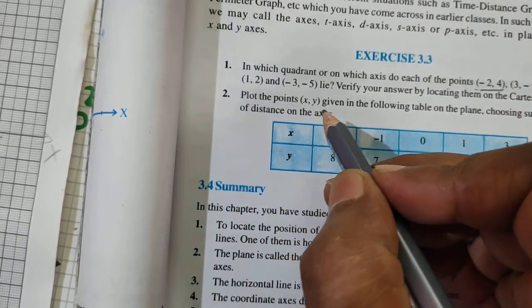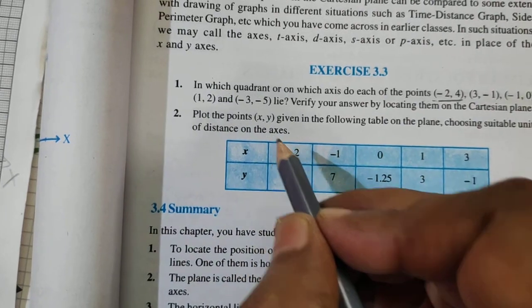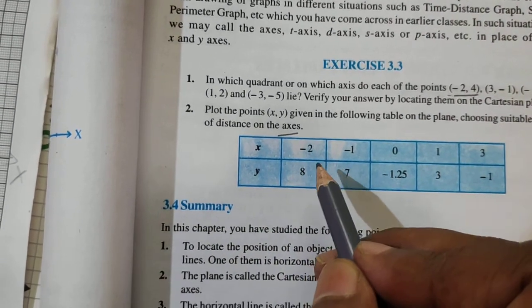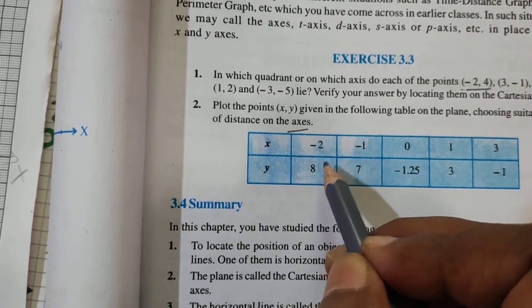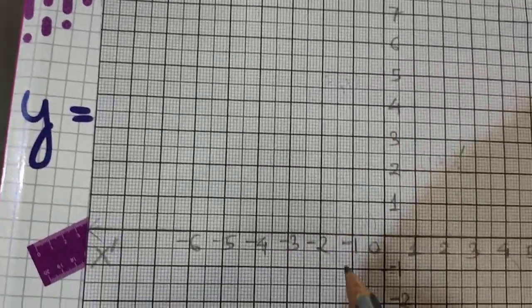Number 2: plot the points x comma y given in the table on the plane, choosing suitable units of distances on the axes. Axes means plural form, x and y axis. So the first point is minus 2 comma 8. Let us plot minus 2 comma 8.